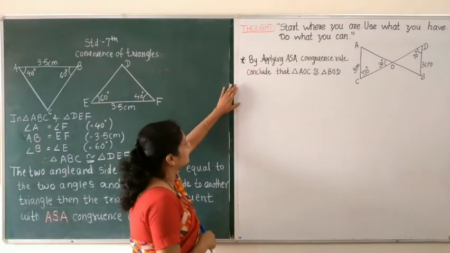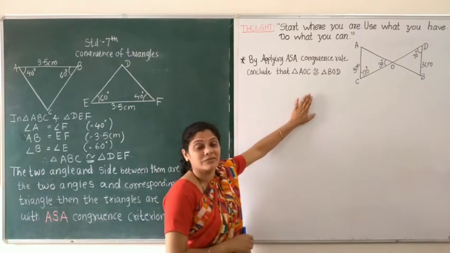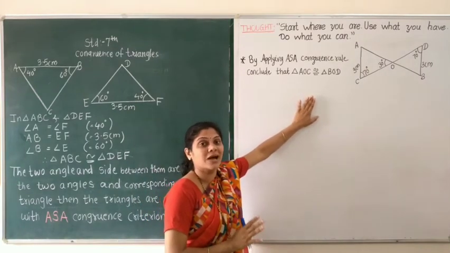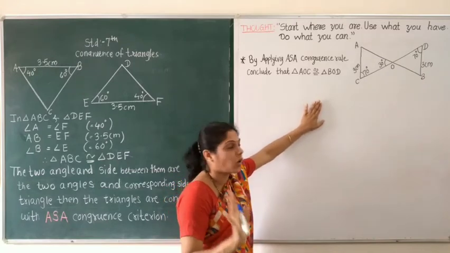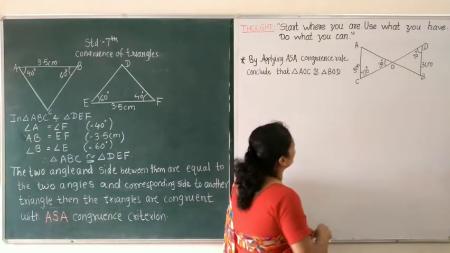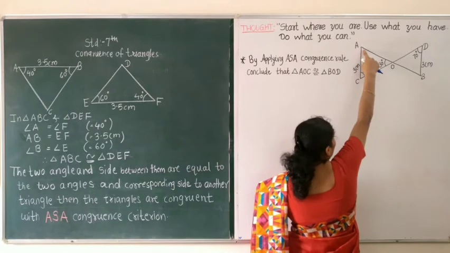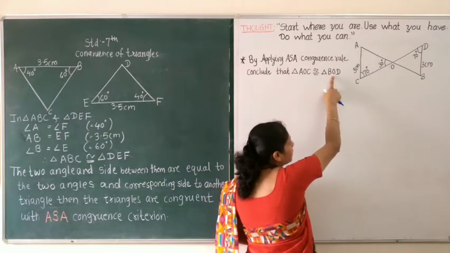Look here carefully. By applying the ASA congruence rule, here they have given us a hint that we have to apply the ASA rule, that means angle side angle congruence rule, and conclude that triangle AOC. Where is triangle AOC? Triangle AOC is congruent to triangle BOD.